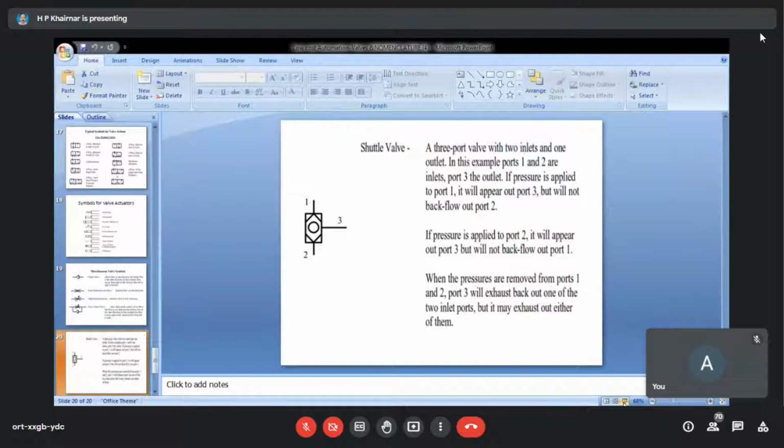So this is all as far as the symbols of the valves and actuators are concerned. We will directly try with the circuits, or start with the circuits, next time.